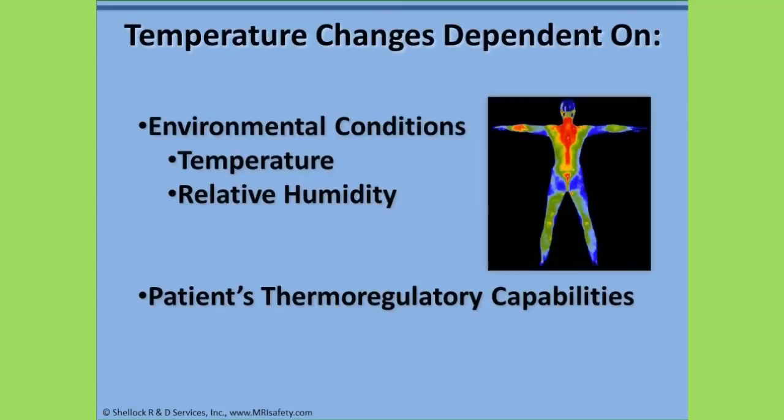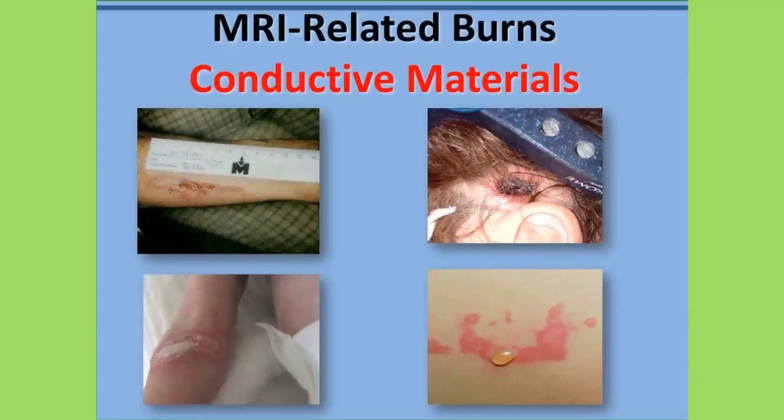Since I'm on the topic of MRI-related heating, I'd like to discuss other aspects of MRI procedures that may induce excessive temperature increases that can result in minor, moderate, or even severe burns. Here are a few examples of burns that occurred in association with MRI exams. These cases of excessive temperature rises that caused burns were related to the presence of conductive materials that were in direct contact with the patient during the MRI exams.